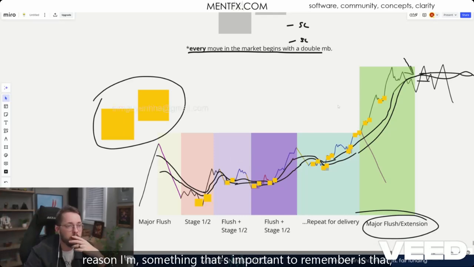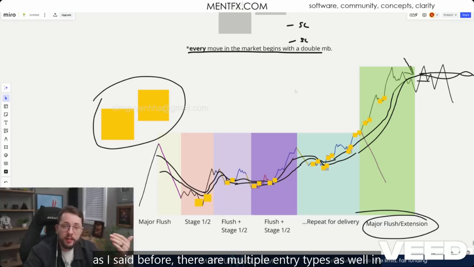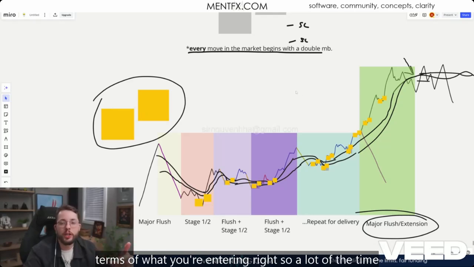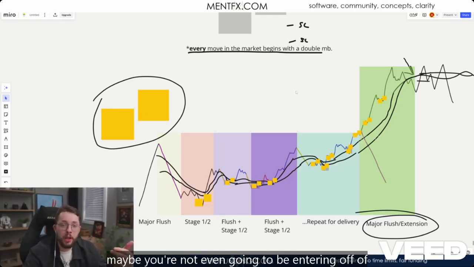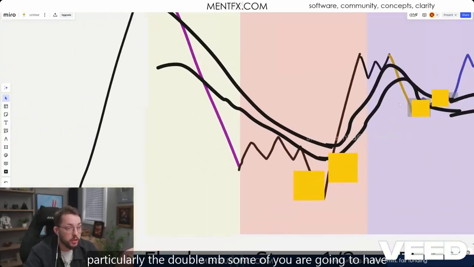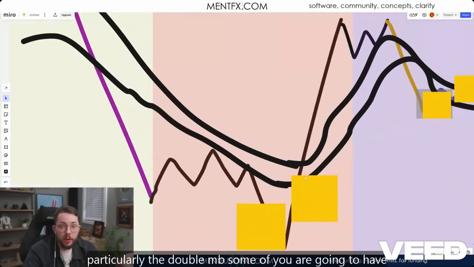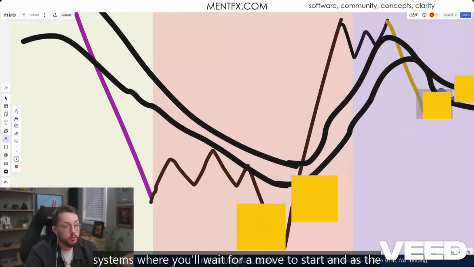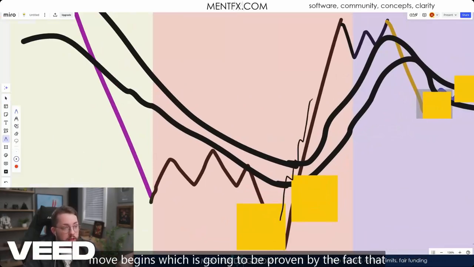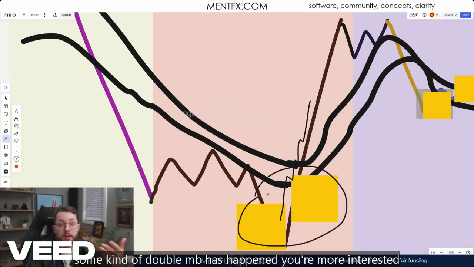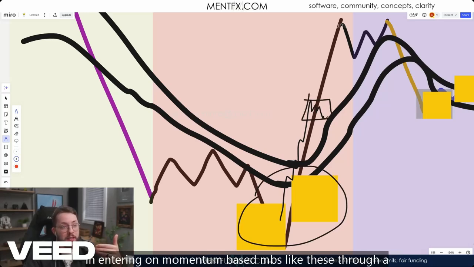Now, something that's important to remember is that, as I said before, there are multiple entry types in terms of what you're entering, right? So a lot of the time, maybe you're not even going to be entering off of particularly the double MB. Some of you are going to have systems where you'll wait for a move to start, and as the move begins, which is going to be proven by the fact that some kind of double MB has happened, you're more interested in entering on momentum-based MBs like these through a continuation of a move, which is perfectly fine.